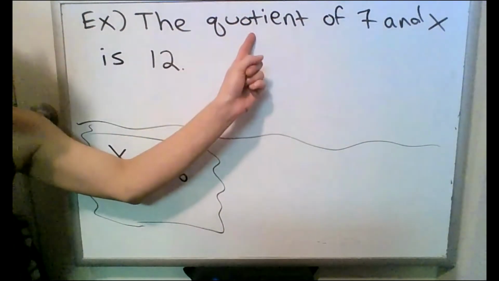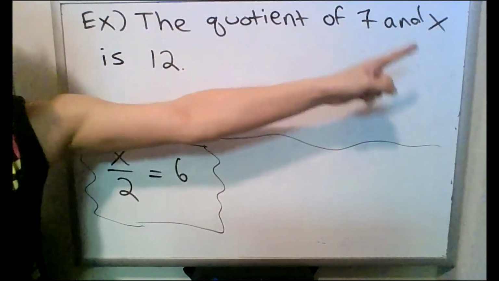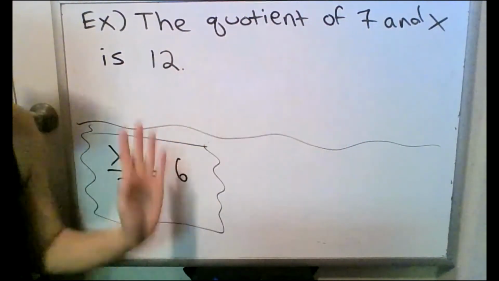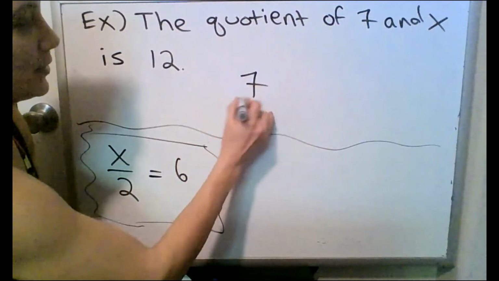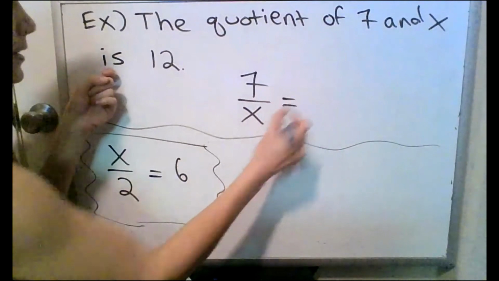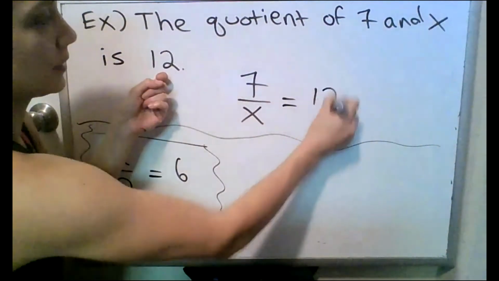Okay, so again, divide. But you divide the first number by the following number. So the quotient of 7 and x is 7 divided by x. And then "is" means equals, and then 12.